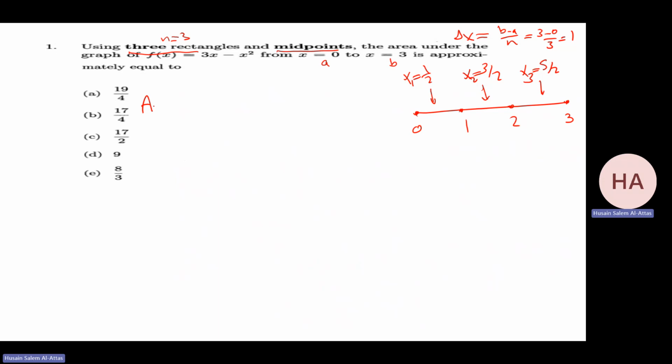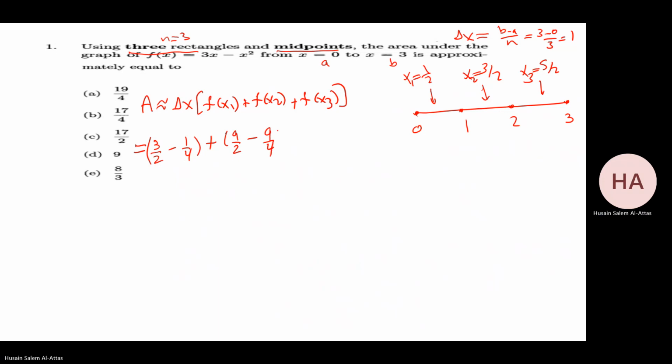Okay, so my area approximately is delta x times f of x1 plus f of x2 plus f of x3. Let us do it. Delta x is 1. So that will be f of a half, which is 3 over 2 minus 1 over 4, plus f of 3 over 2, that will be 9 over 2 minus 9 over 4, plus f of 5 over 2, it will be 15 over 2 minus 25 over 4.